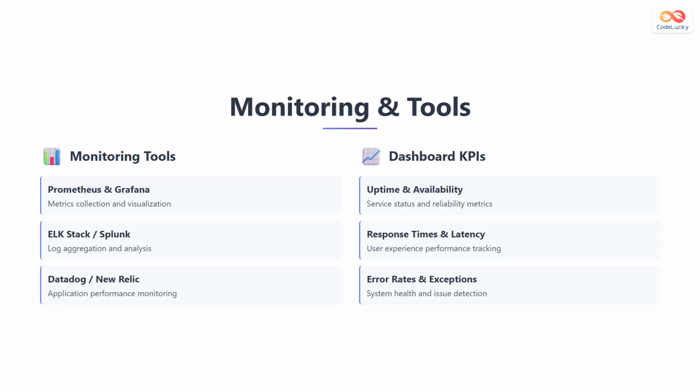Your dashboard should track 4 key performance indicators. Uptime and availability measure how reliably your service is running. Response times and latency show how fast users experience your application. Error rates and exceptions reveal problems occurring in the system. By monitoring these KPIs continuously, you can spot issues before they affect your users and respond quickly to problems.